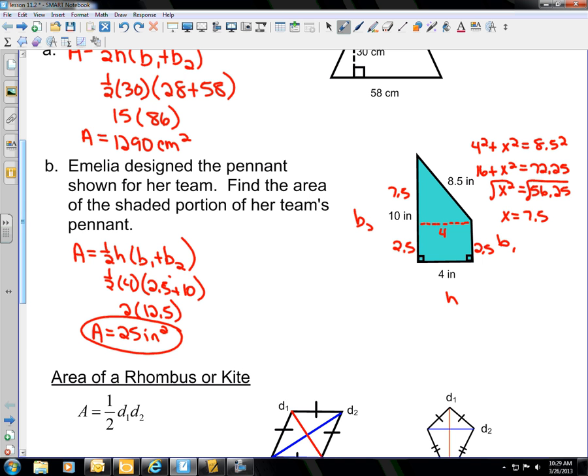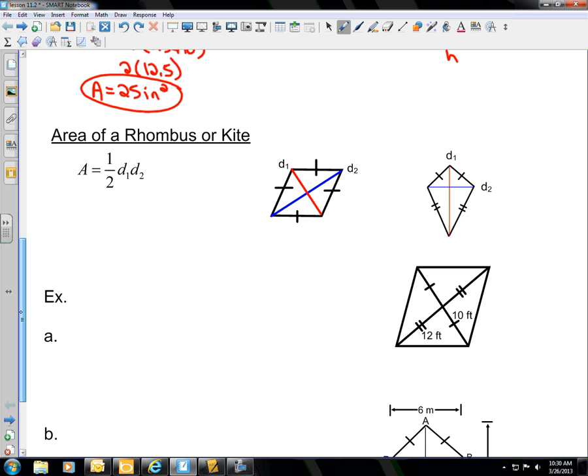Everybody see what I did there? Yes. Okay. Any questions? All right, so that is my trapezoid. Now I'm going to work with the rhombus or the kite. And like I said before, you use the same formula for both figures. It's half diagonal 1 times diagonal 2.